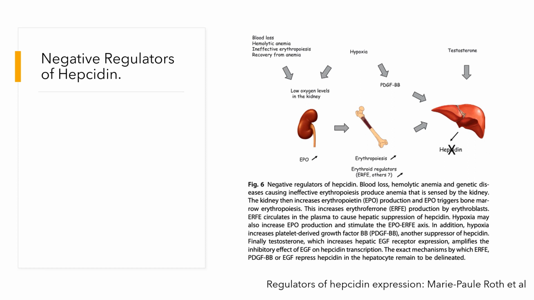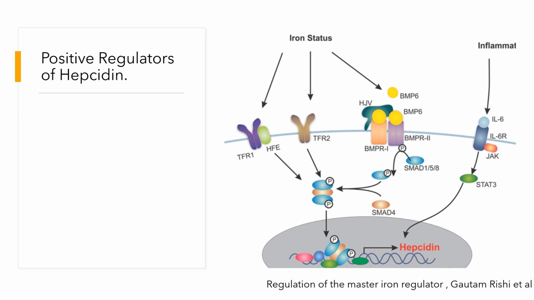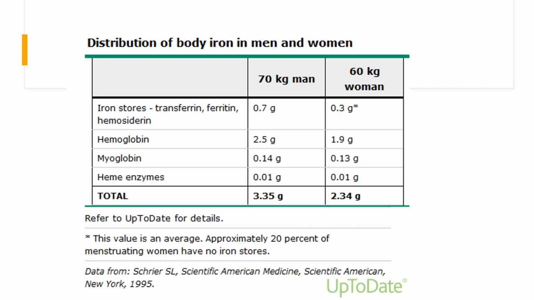So what are the negative regulators of hepcidin? Negative regulators reduce the level of hepcidin, which leads to increased absorption of iron. Mainly these are blood loss, hemolytic anemia, ineffective erythropoiesis, recovery from anemia, as well as hypoxia and testosterone. These are the factors which reduce hepcidin level in our body, increasing the absorption of iron. And positive regulators are iron status: if you are saturated with iron, hepcidin level will be high. The other is chronic inflammatory conditions, or even acute conditions.